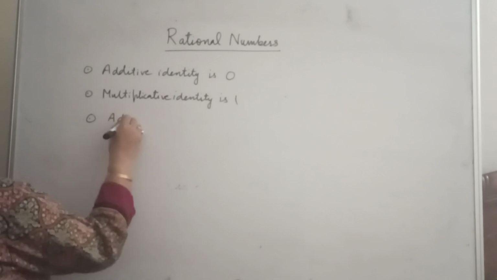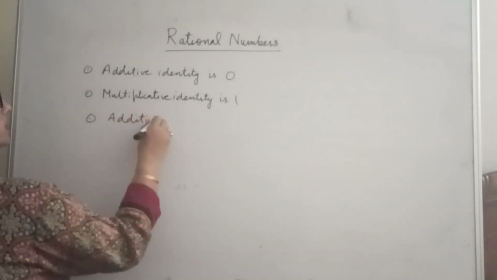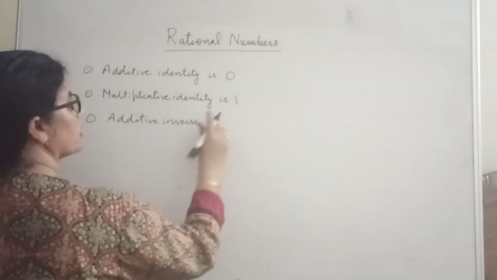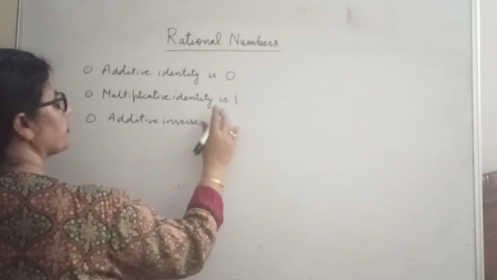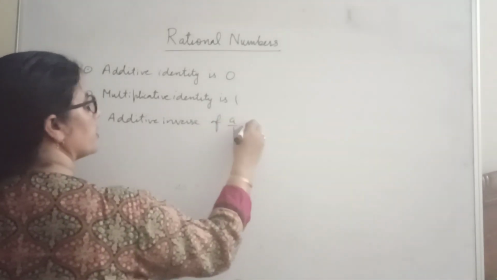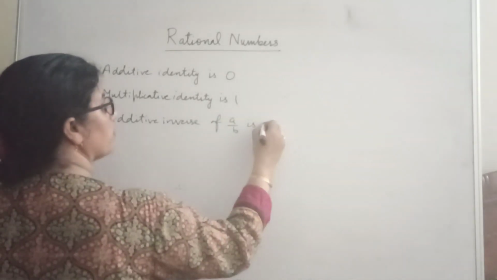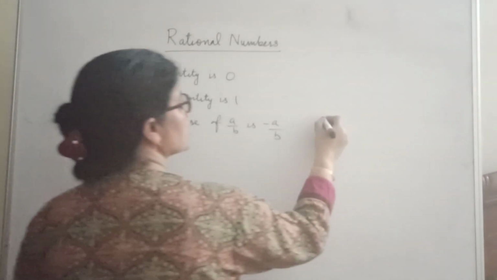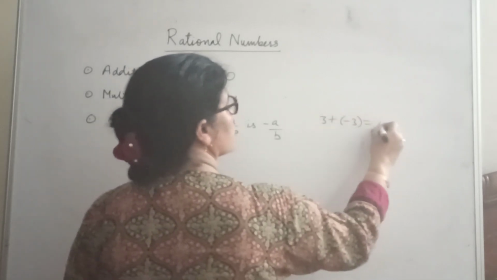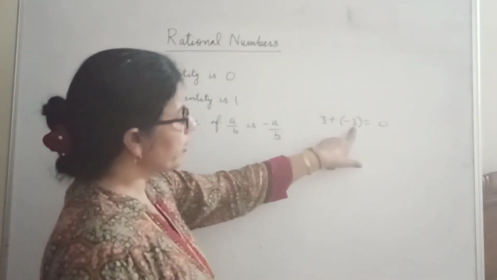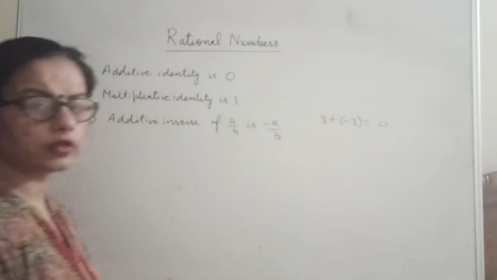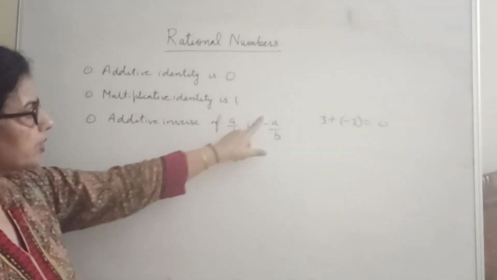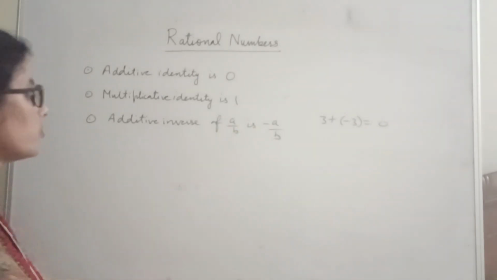Next is additive inverse. What is additive inverse? The additive inverse of A by B is minus A by B. See, 3 plus minus 3 is 0. Then 3 is the additive inverse of minus 3 and minus 3 is the additive inverse of 3, because their sum becomes 0. So the additive inverse of A by B is minus A by B. We will take the negative of that number.